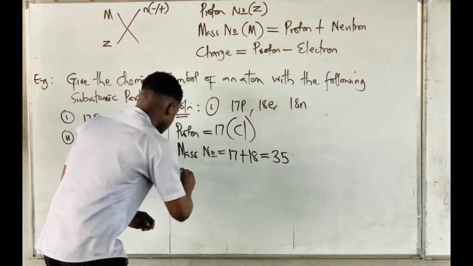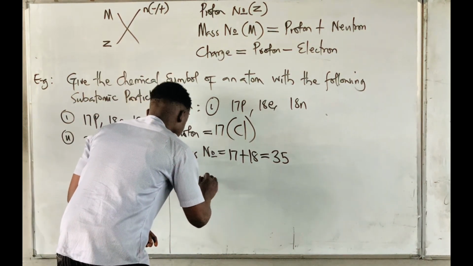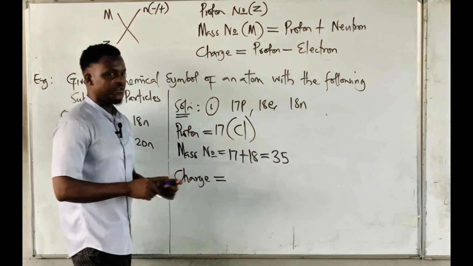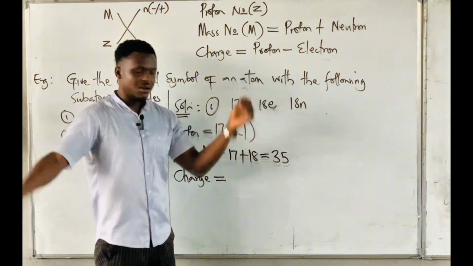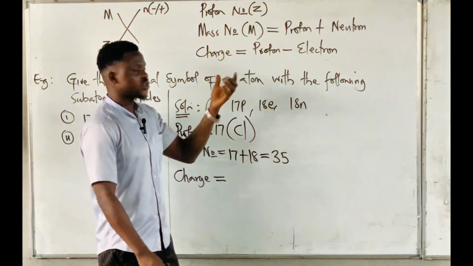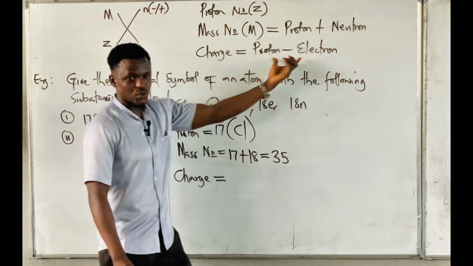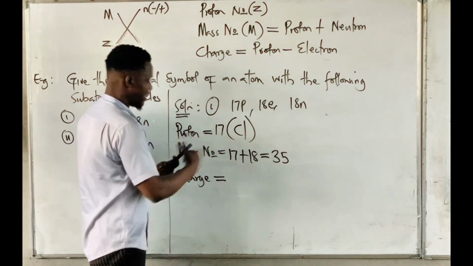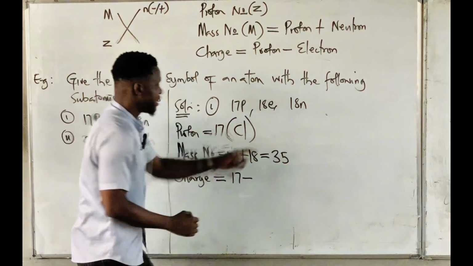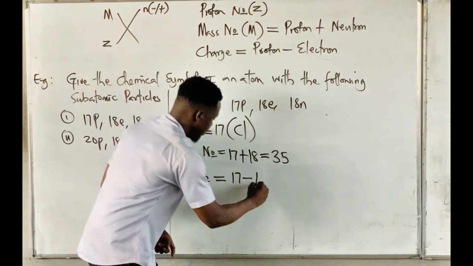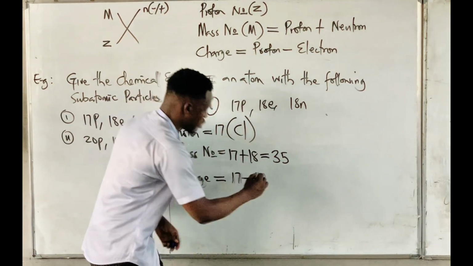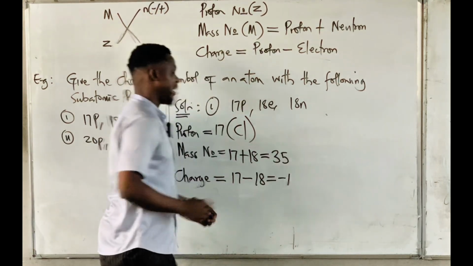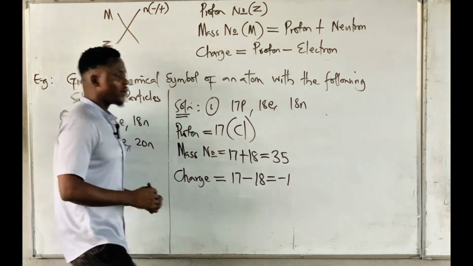The next thing we're going to solve for is charge. Now, the formula to solve for charge, Baron, how you doing now? The formula to solve for charge is proton minus electron. Now, what is the proton in this case? 17. What is the electron in this case? 18. 17 minus 18 is equal to what? Minus 1.